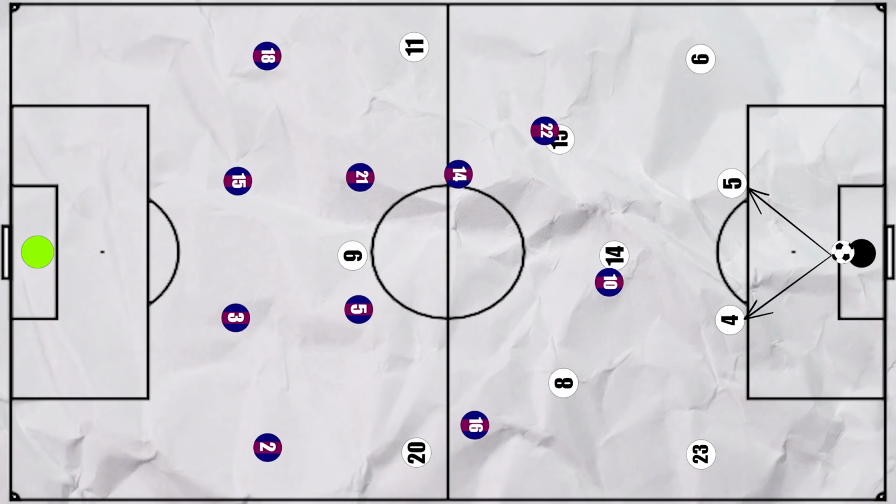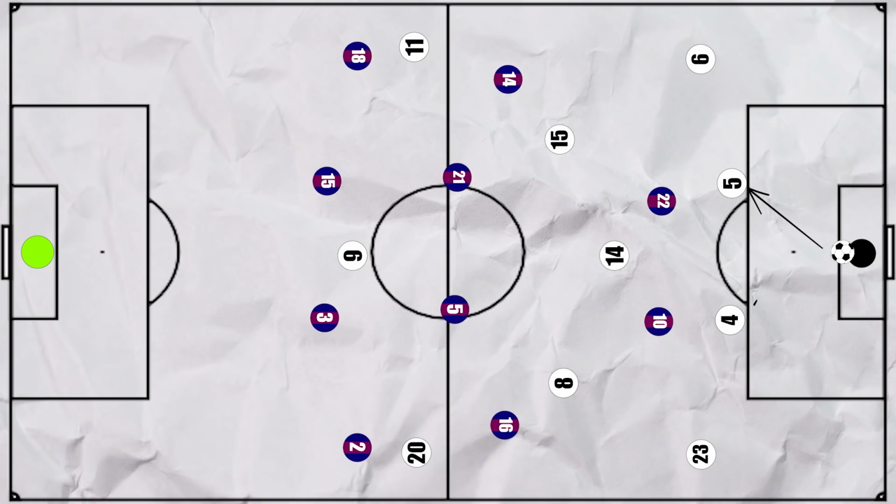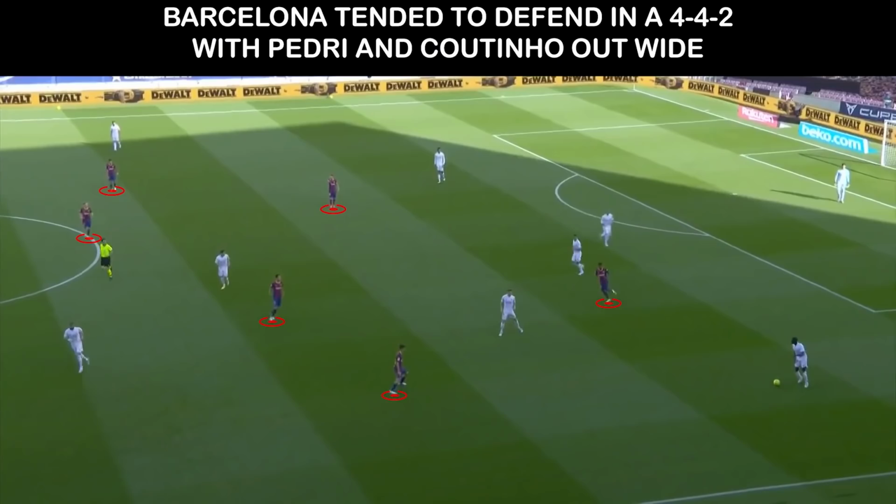But what did the victors, Real Madrid, look to do in possession? Real also looked to build up short, and Barca had a loose 4-4-2 shape when defending, with Fati and Messi high, whilst Pedri and Coutinho were on the outside.